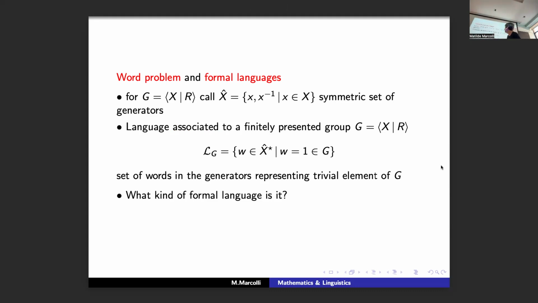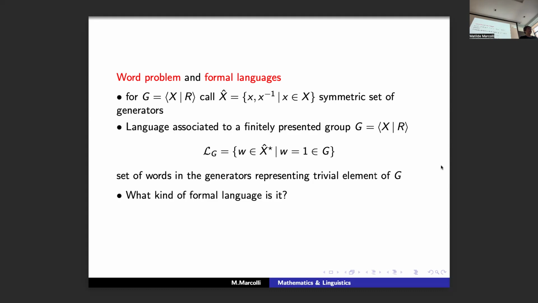So these are just arbitrarily long words, of finite length but arbitrary length, in this symmetric set of generators. For example, you can write a word that is x inverse. That would obviously be a word that is in this language. This is just any arbitrary word that you can write in the generators and the inverses. And now you just want to take those that are actually the identity in the group. So any sequence that reduces to the identity.